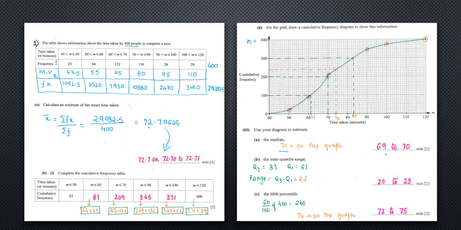Next part, we need to find out the interquartile range. We know in order to find out the interquartile range, we need to find out the lower quartile, that's Q1, and also the upper quartile, which is Q3.